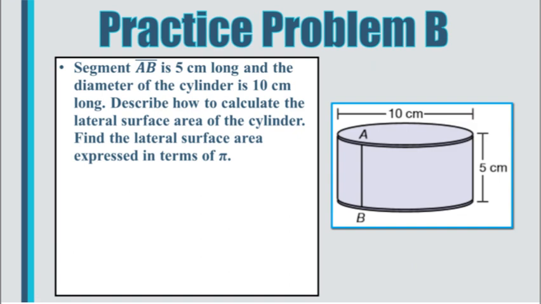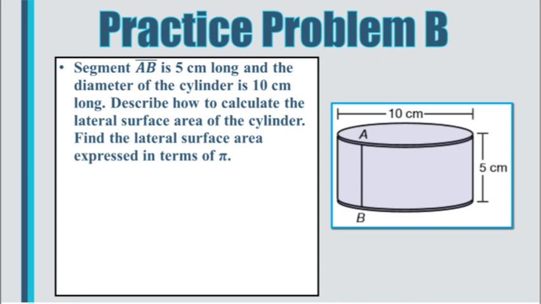Next, segment AB is 5 centimeters long, and the diameter of the cylinder is 10 centimeters. Describe how to calculate the lateral surface area of the cylinder, and find the lateral surface area expressed in terms of pi. So this was similar to the cone.